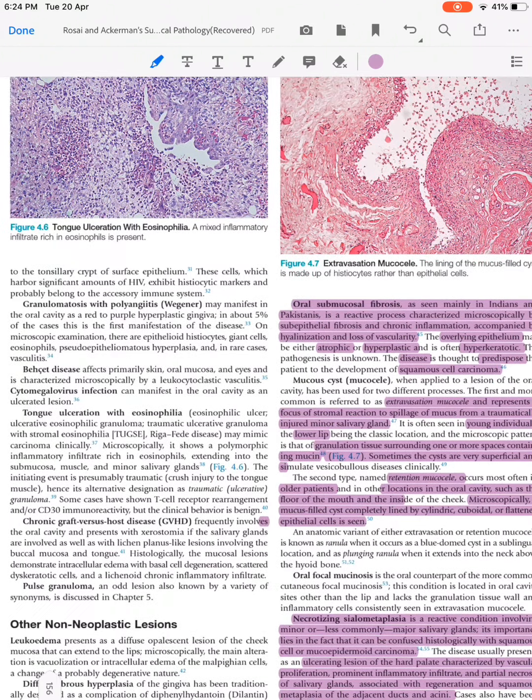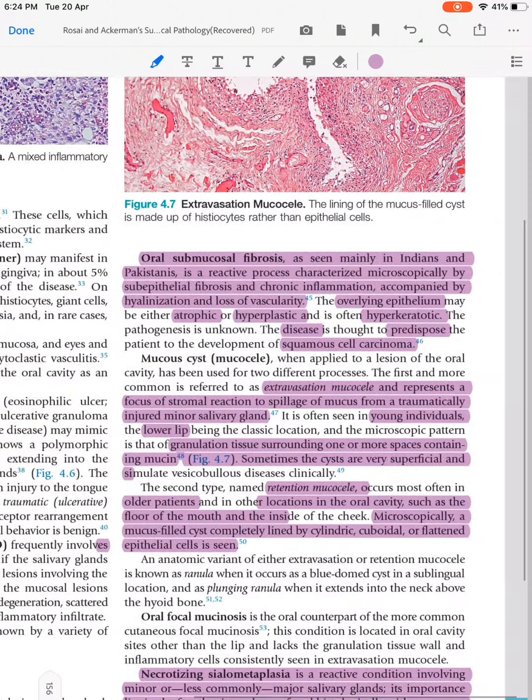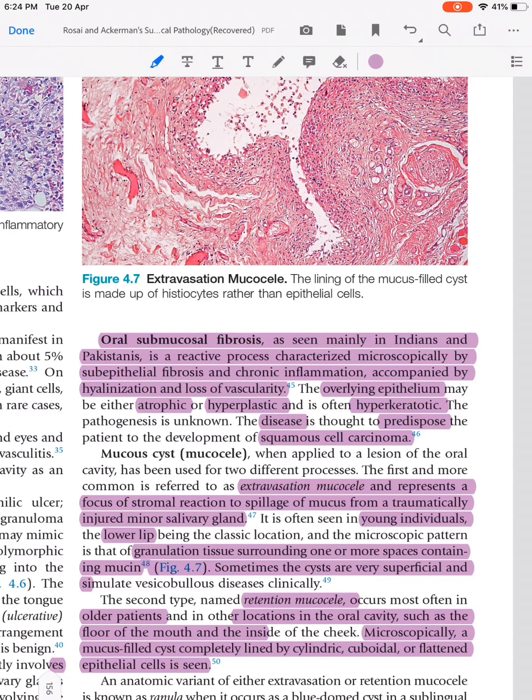Among other non-neoplastic lesions, the main one is oral submucosal fibrosis, seen mainly in Indians and Pakistanis. It is a reactive process characterized microscopically by subepithelial fibrosis and chronic inflammation, accompanied by hyalinization and loss of vascularity. There is fibrosis and inflammation below the epithelium. The overlying epithelium may be atrophic, hyperplastic, or hyperkeratotic. The disease is thought to predispose the patient to the development of squamous cell carcinoma.